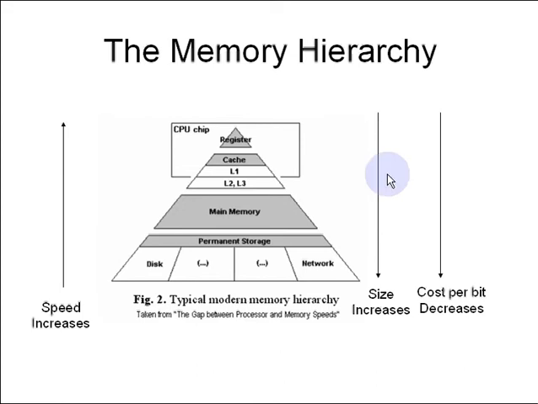As we move down the hierarchy, the size of the memory increases. So the size of the cache memory is larger than registers, but is smaller than main memory. And main memory size is smaller than permanent storage, but is larger than cache memory. Also, as we move down the hierarchy, the cost per bit decreases.